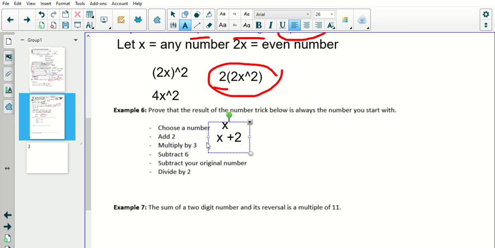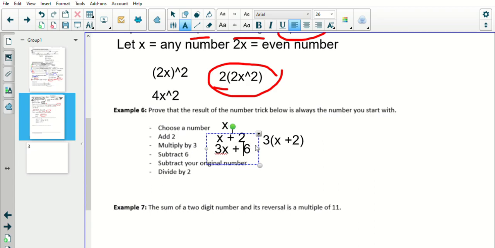Okay, then we're going to multiply the whole thing by 3. So if I multiply it by 3, I'm going to have 3 times x plus 2. And if I do that, I have to multiply it into everything. So that leaves me with 3x plus 6.